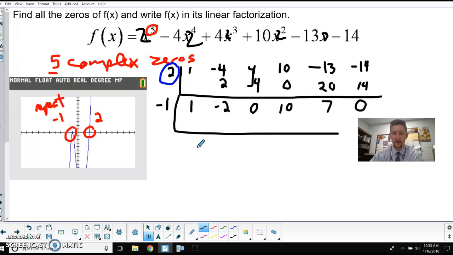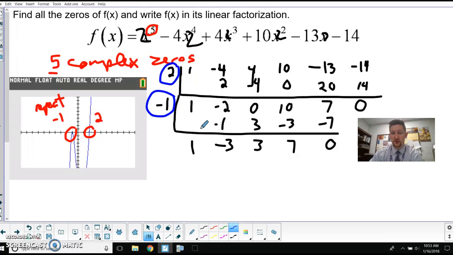Drop the 1, multiply, add, multiply, add, multiply, add. And I get 0 at the end, which is good. So that means that -1 is also a 0 of this function. So I think that -1's a repeat because my graph was tangent at -1.